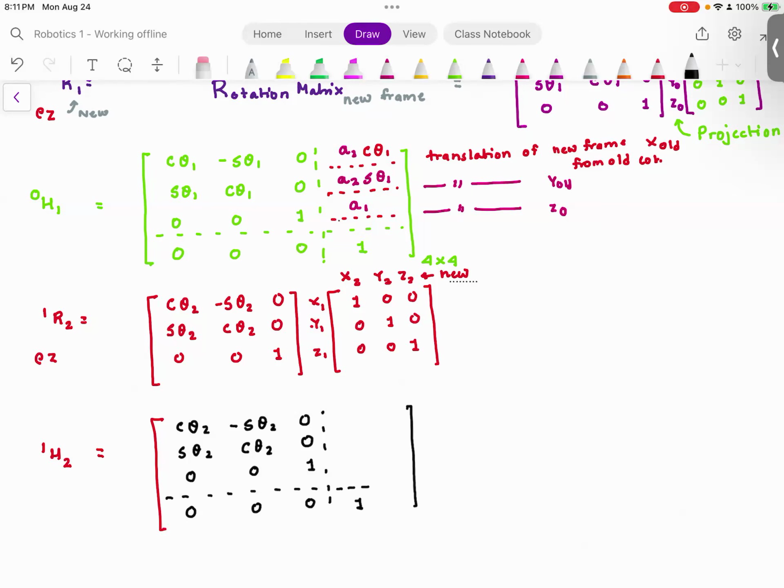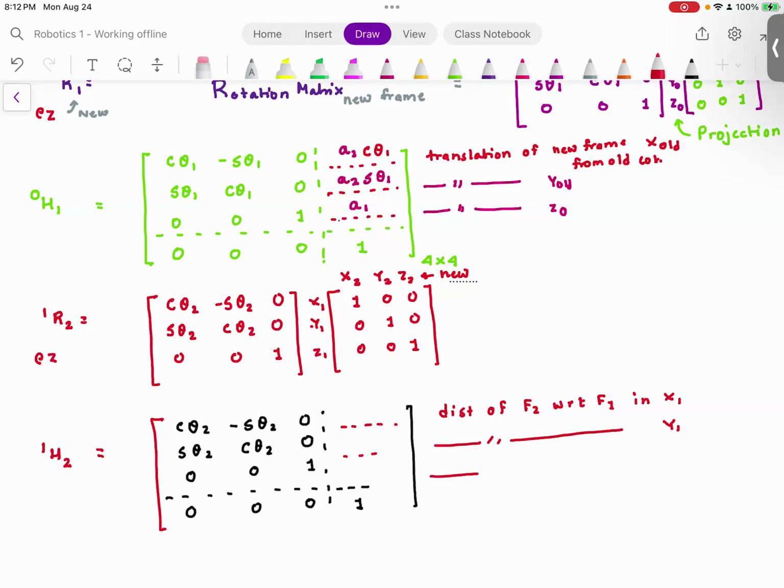Now, before I give you what is over here, I want you to take a guess. So what is here? This is the distance of frame 2 with respect to frame 1 in x1. Distance of frame 2 with respect to frame 1 in y1. Why y1? Because that is the old frame. Why x1? That is the old frame.